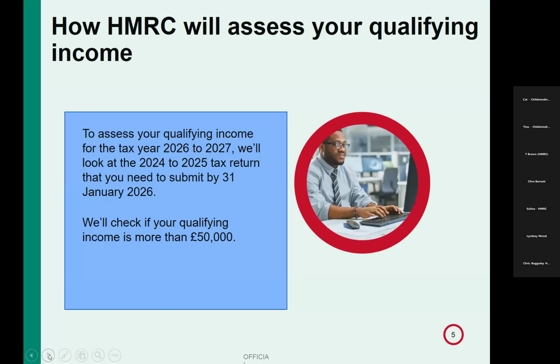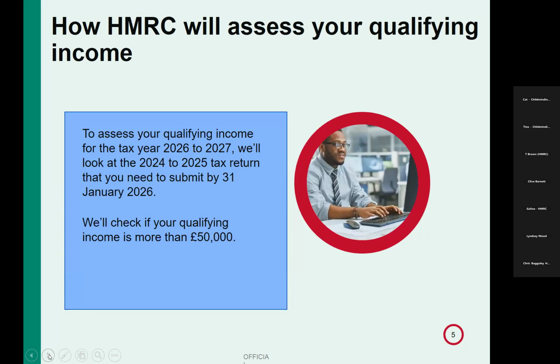Okay, that was what you need to do and the timeline. We'll just build on a few more of those points now, just to hopefully bring some additional clarity: how HMRC will assess your qualifying income. The information is critical in terms of determining who will be required to use it and when. So we'll look at the self-assessment return that you submitted in the previous tax year to see if you need to use Making Tax Digital.